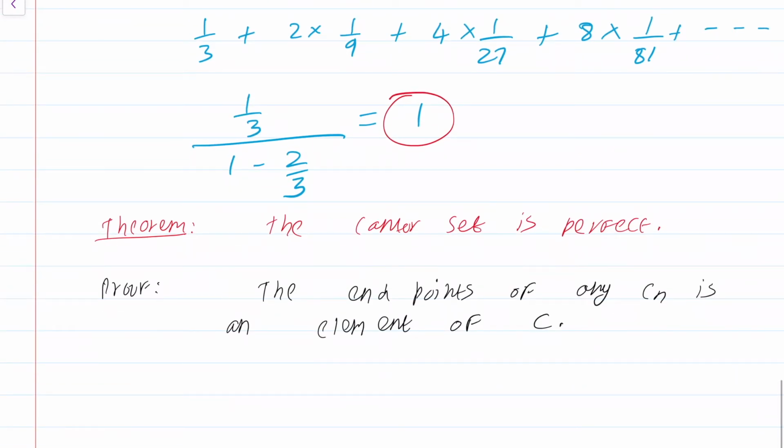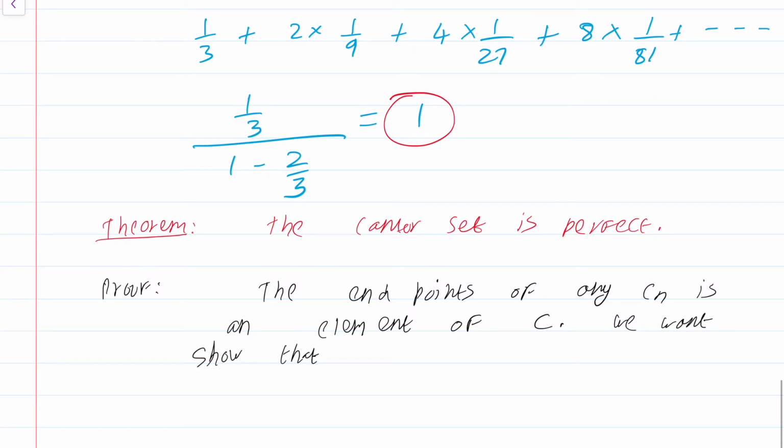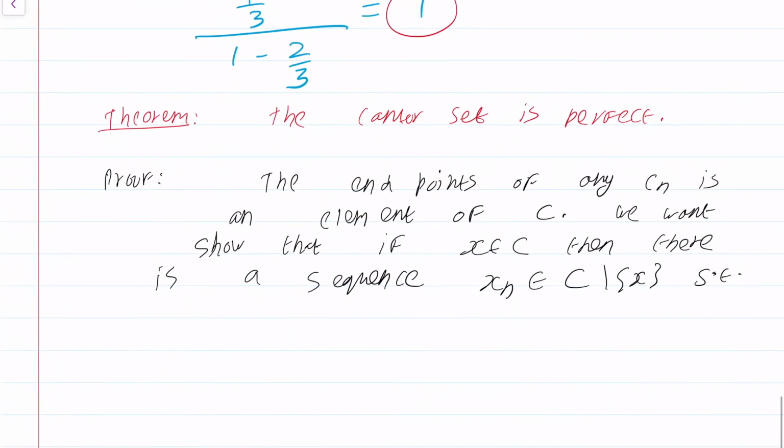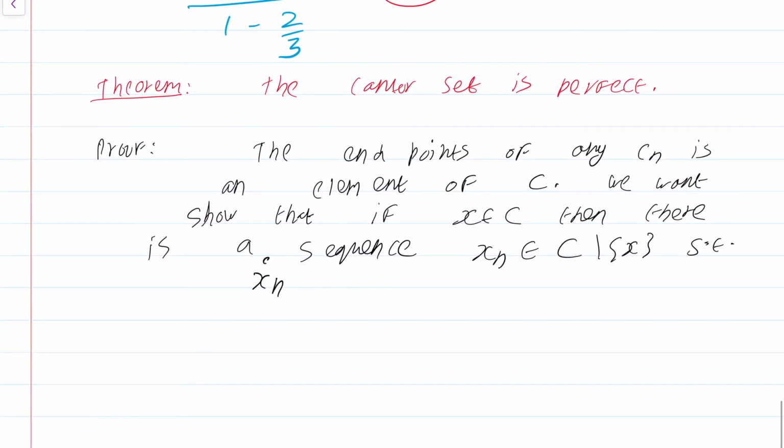How does this help us prove what we want? We want to show that if x is in C, then there is a sequence xn in C minus {x} such that xn converges to x. Please recall that this is enough to show that x is a limit point. Okay. Now, what do we do to produce this sequence xn?